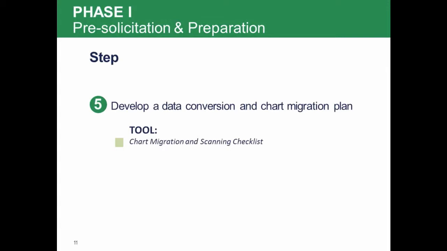Step 5 is to develop a data conversion and chart migration plan. This step will help answer the question, how do we transfer the entire content of those paper charts to the EHR? By guiding you through developing a plan for data conversion and/or migration. This chart migration is a critical EHR adoption step, as it ensures that patient data will be available in the EHR when you do go live.